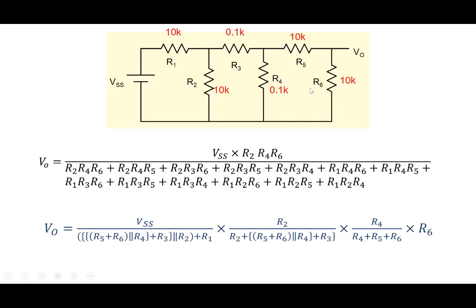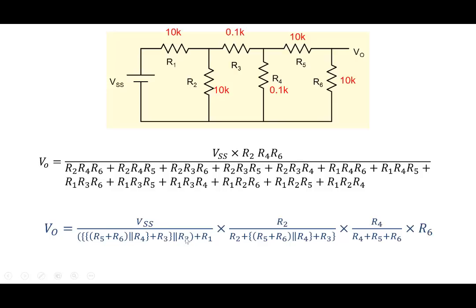So note, when I have an expression like this, we see that R5 plus R6 is like 20K in parallel with R4. R4 is only 100 ohms. So when you have two resistors in parallel and one of them is much smaller, this particular term is practically going to be R4. In all practical cases, it is R4 here. So R4 is 100 ohms, R3 is also 100 ohms. So this whole term is about 200 ohms.